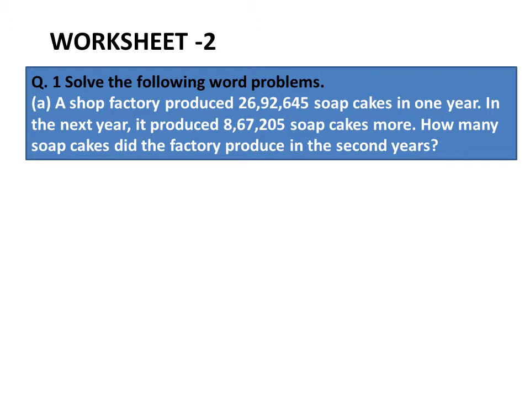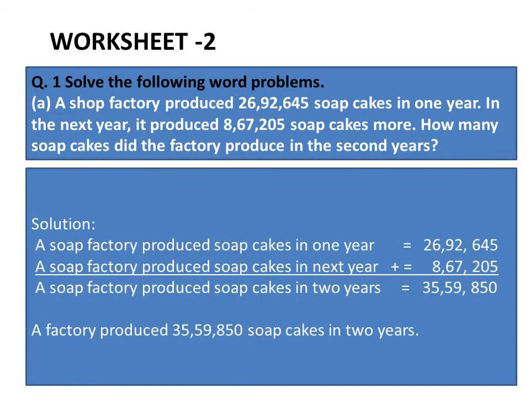To find the solution, first you tell me what we have to do in this question, addition or subtraction. See the last statement. How many soap cakes did the factory produce in 2 years? Means you have to find out total number of soap cakes the factory produced in 2 years. So in this question we have to do addition.